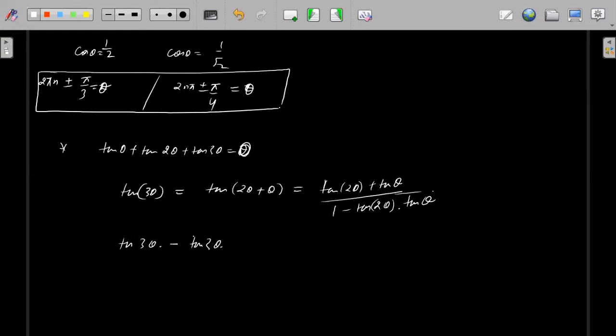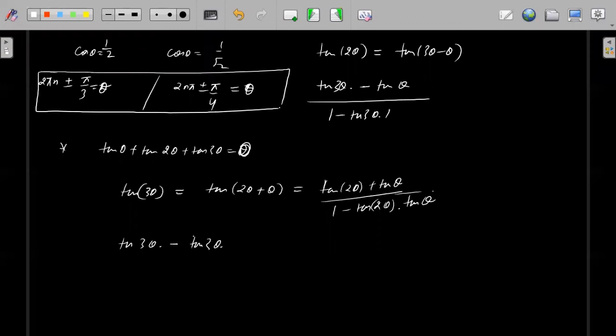So from here, one thing is this, right? The other thing is we can write tan of 2 theta as tan of 3 theta minus theta. So from this, I will check. So tan of 3 theta minus tan of theta divided by 1 minus tan of 3 theta into tan of theta. Okay. Plus. Okay. So see.